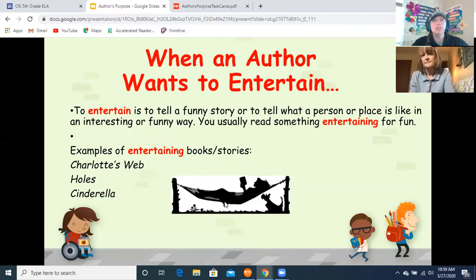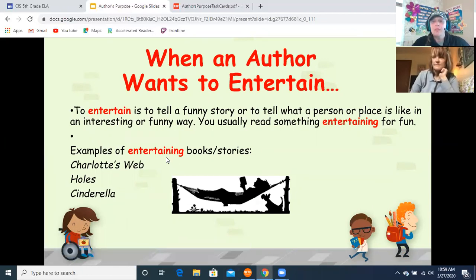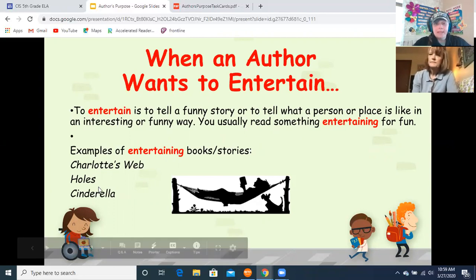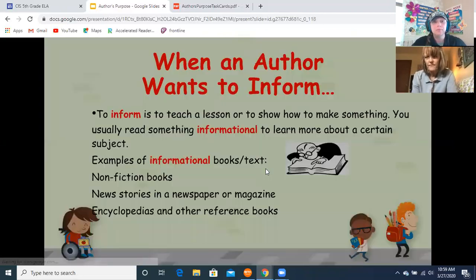So when an author wants to entertain us, it is when somebody tells a funny story or they just tell something that is for your reading pleasure. It tells what a person or a place is like in an interesting or a funny way. People usually like to read entertaining stories just for fun. Here are some examples of some entertaining stories: Charlotte's Web, Holes, Cinderella. Those are all examples of just reading for pleasure or for entertainment.